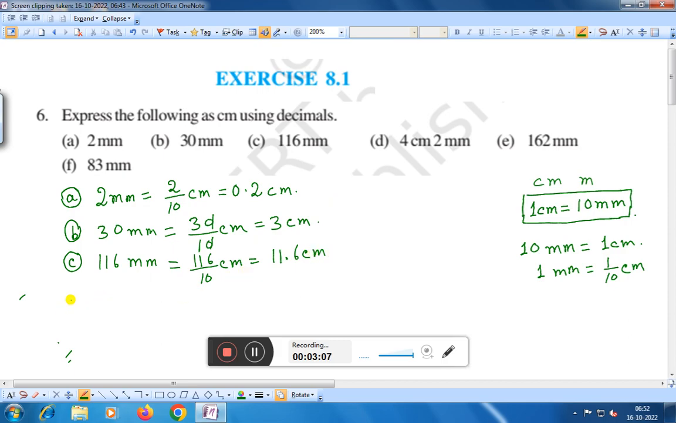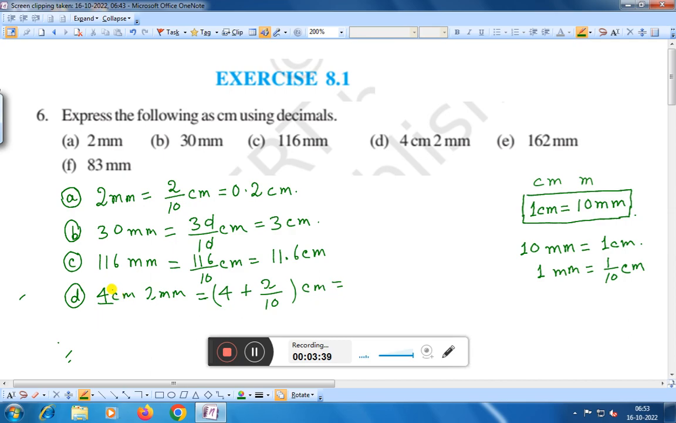Now question number D. Question number D is 4 centimeter 2 millimeter. It is centimeter itself, therefore we can write here 4 centimeter plus 2 millimeter, which means divided by 10, it will change into centimeter, right?